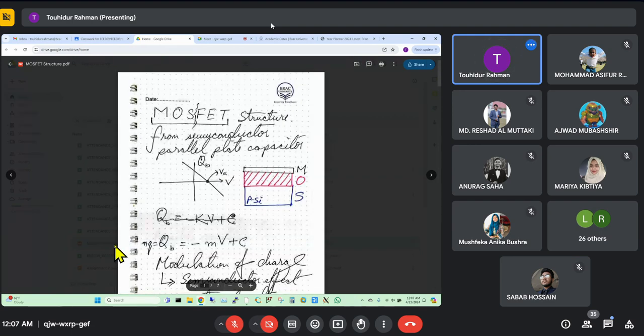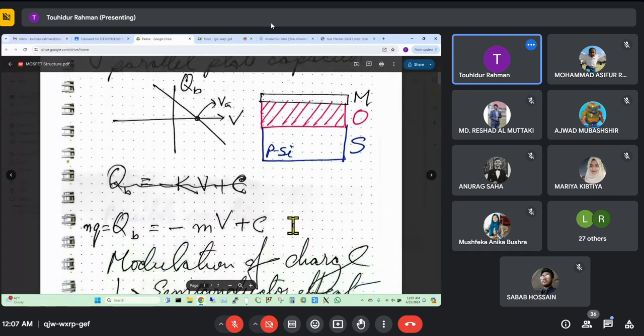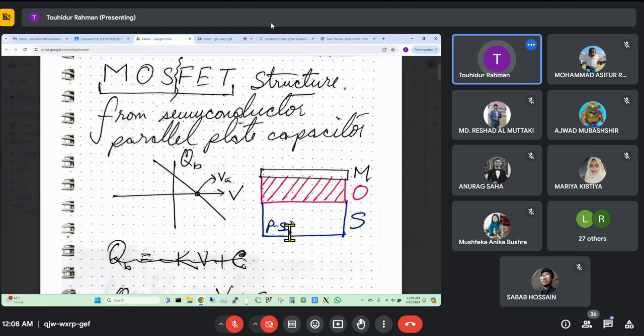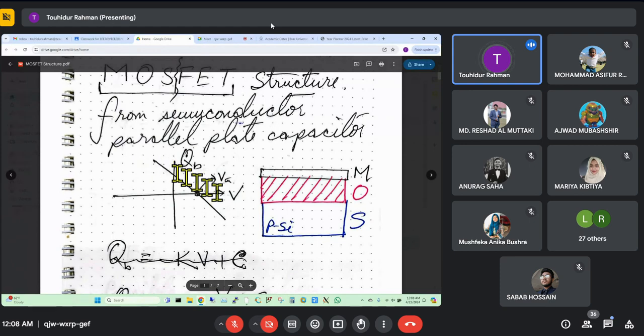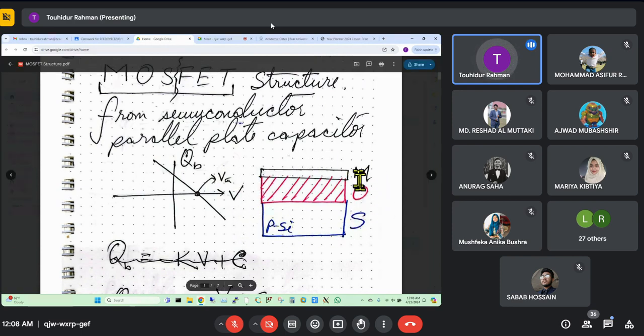So next we'll move to define the MOS structure. We already understood the MOS capacitor structure. Now we will try to build a MOSFET. From our previous discussion, we saw that the charge at the bottom plate versus the applied voltage looks like this. At this point, when the charge is zero, it is called the threshold voltage, and this is the basic structure of a MOS capacitor.